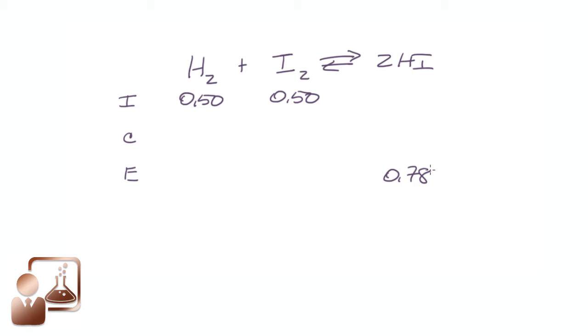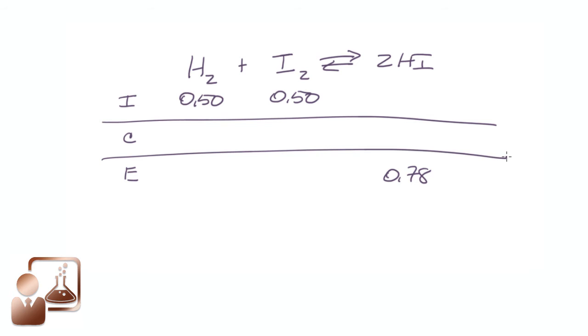The ice table lets me see how to connect the different pieces to fill in all the missing information. For example, if I know I started just with a half a mole each of hydrogen and iodine, then that means I didn't start with any hydrogen iodide. That means that for this reaction to occur, I produced 0.78 moles. The change in hydrogen iodide was a gain of 0.78.